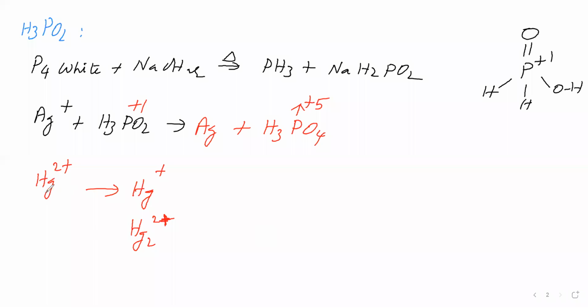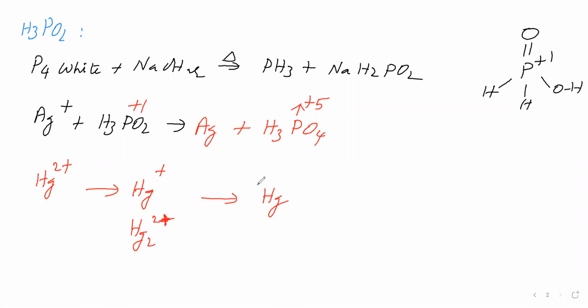So mercuric undergoes reduction and becomes, in the sense, mercurous ion. Mercurous ion undergoes further reduction and becomes mercury, while H3PO2 undergoes oxidation and becomes H3PO4. Therefore H3PO2 acts as a reducing agent. Here +1 phosphorus becomes +5 phosphorus in H3PO4, Ag+ converts into Ag, mercuric converts into mercurous, and mercurous into mercury.